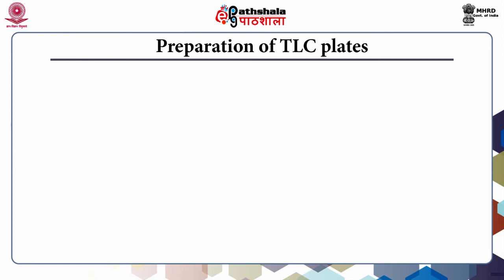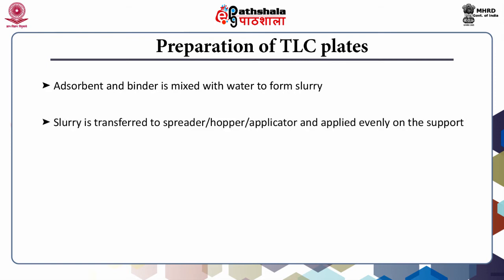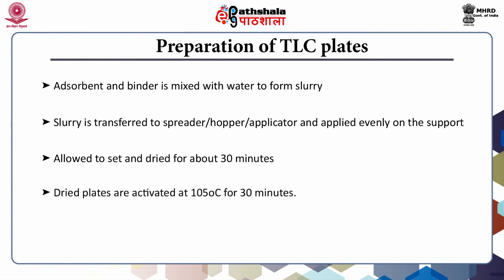The preparation of the TLC plate. For preparation of a TLC plate, the adsorbent, which can be silica or alumina, along with binder is mixed with water to form a slurry. The slurry is transferred to the spreader, hopper or applicator and applied evenly on the support in one operation. The applied slurry is allowed to set without any disturbance and dried for about 30 minutes. The dried plates are activated at 105 degrees centigrade for 30 minutes.